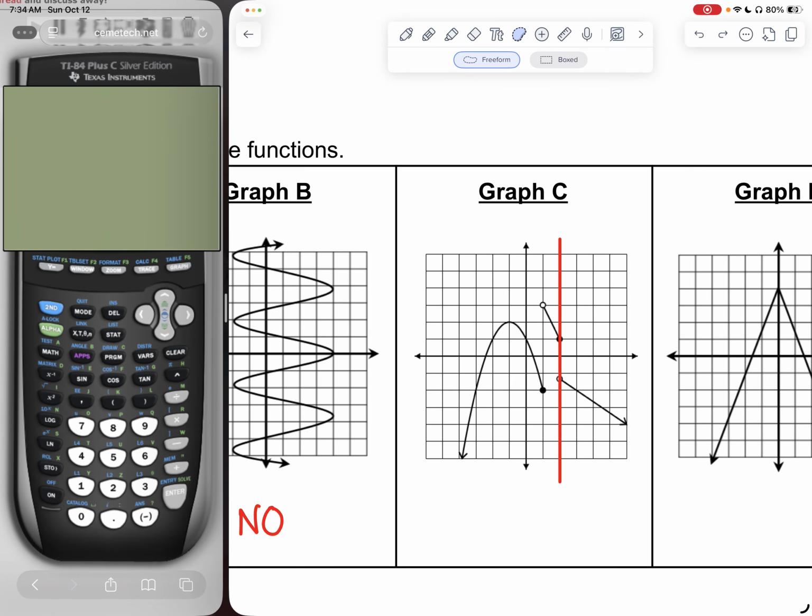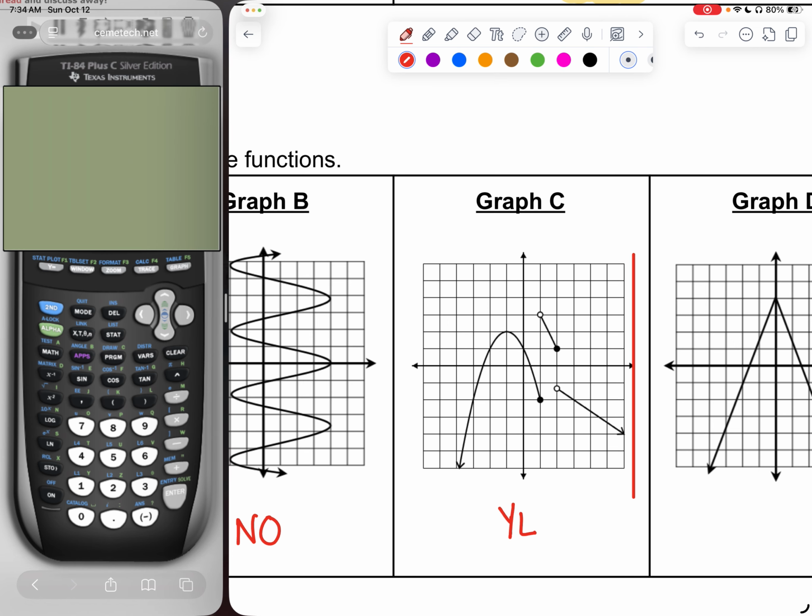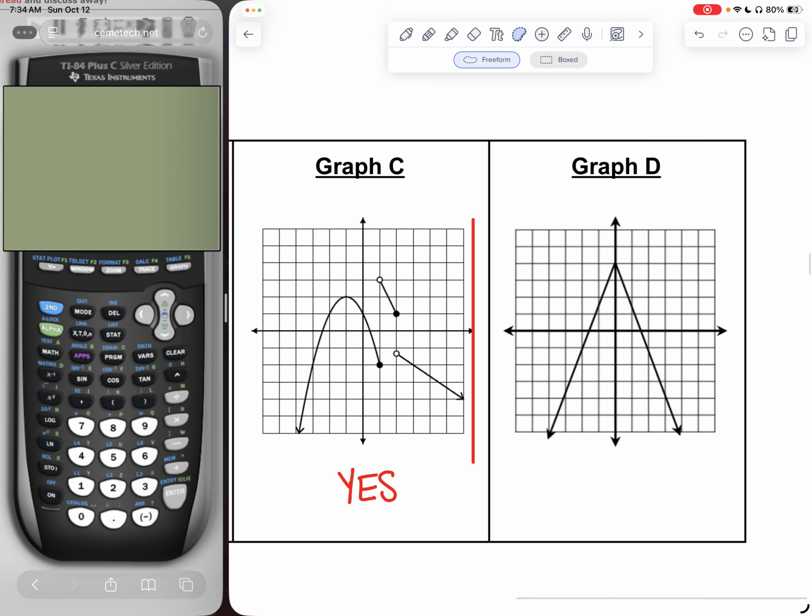If I keep scrolling, same thing here. My closed circle is on top, the open circle is on the bottom. This is still a function because it's not two closed circles. And then if I keep going, it only touches that line once. Okay? So this one is a function.